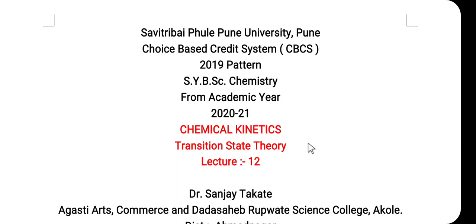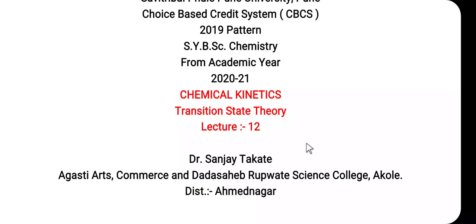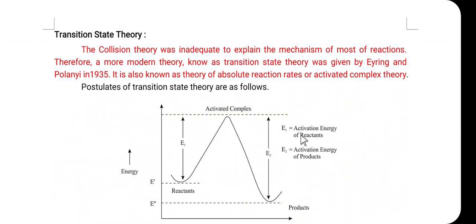To overcome the weaknesses of collision theory, we are going to study the transition state theory. Collision theory was inadequate to explain the mechanism of most reactions. Therefore, a more modern theory known as the transition state theory was given by Eyring and Polanyi in 1935. This theory is also known as the absolute reaction rate theory, or the activated complex theory.